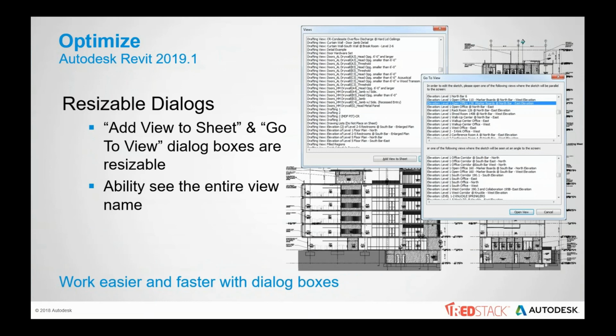Let's look at resizable dialogues now. This has been in response to customer requests submitted via the Revit Ideas page. In Revit 2019.1, the go-to view dialog and the add view to sheet dialog are now resizable. You can drag the corners or edges of these dialogues to resize them to display a long list of views and view names that previously did not fit in the dialog box. So this lets you see the entire view name continuously on the screen and helps you work easier and faster with your dialog boxes.